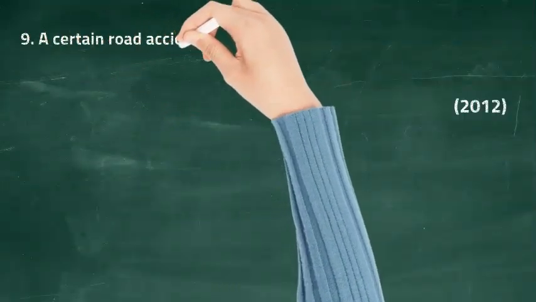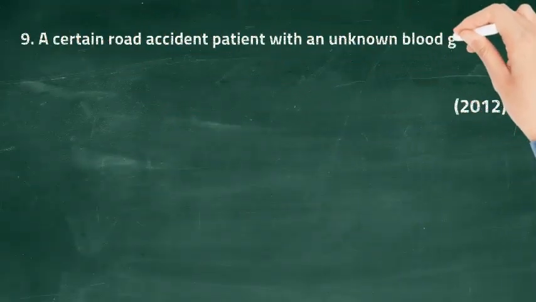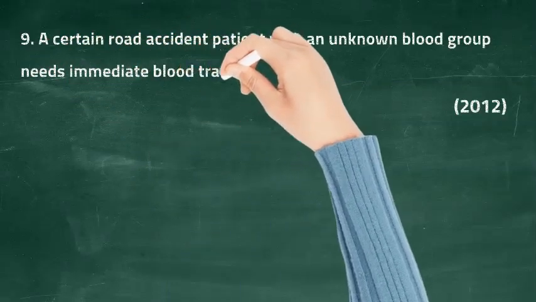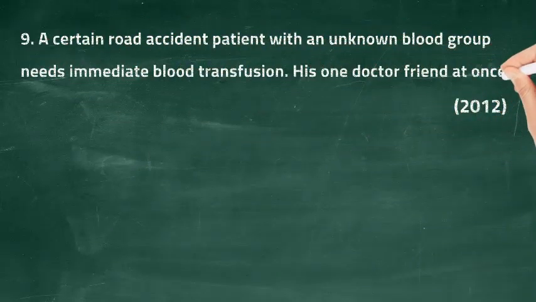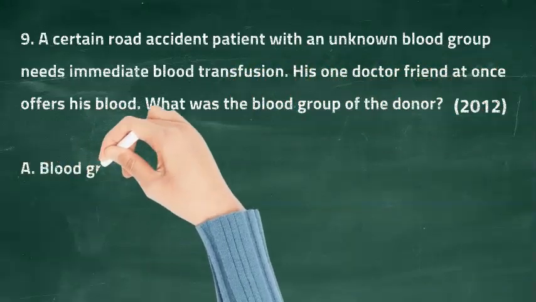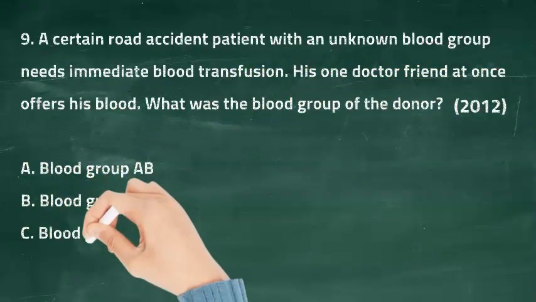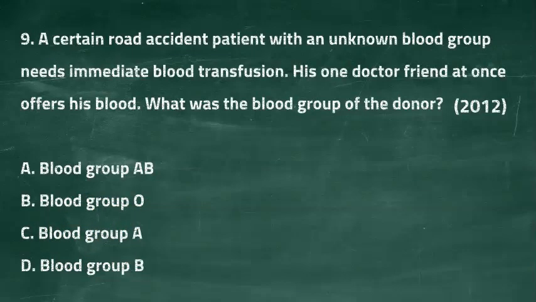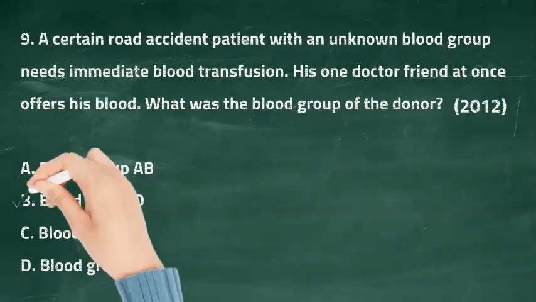Question 9. A certain road accident patient with an unknown blood group needs immediate blood transfusion. His one doctor friend at once offers his blood. What was the blood group of the donor? Option A is blood group AB, option B is blood group O, option C is blood group A, and option D is blood group B. The right answer is blood group O, which is option B.